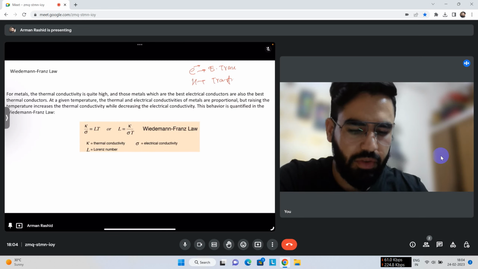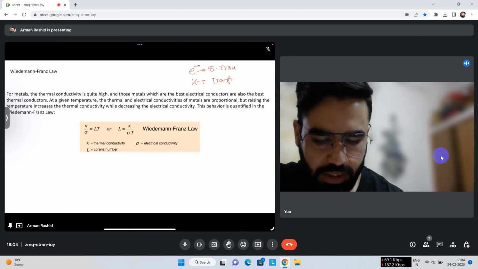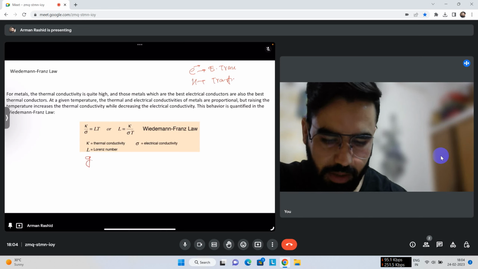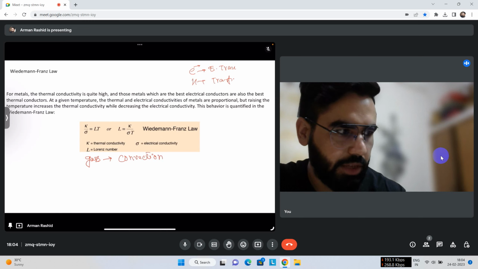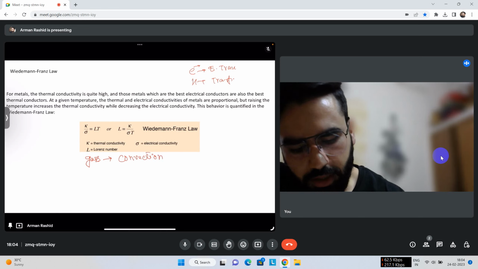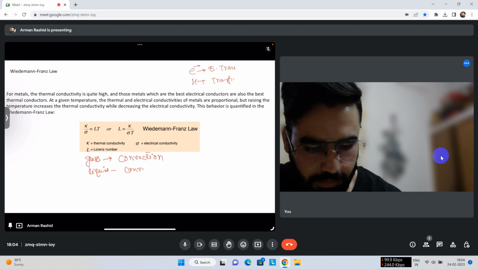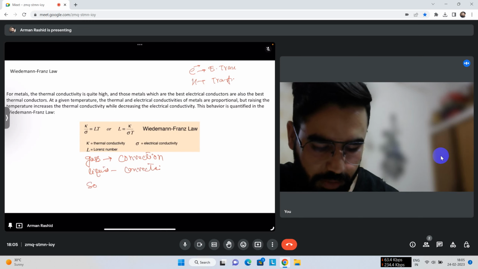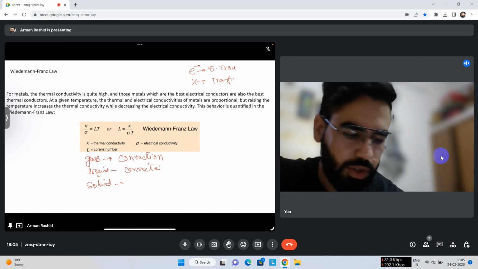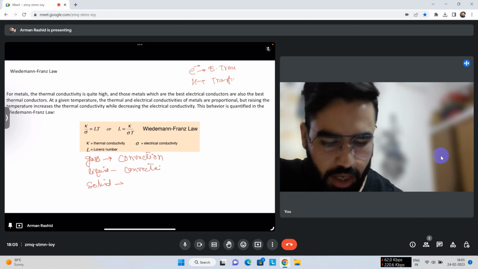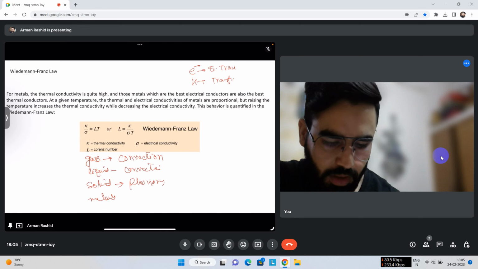So I will briefly tell that, as we saw last time, in case of the gases the majority of the heat transport is happening through convection, there is actual mass transfer from one part of the gas to another part. And in case of the liquids, it's also by heat convection. Then in case of the solids, the phonons are responsible for the heat conduction, but in case of the metals, the majority of the heat conduction is happening by the electrons.